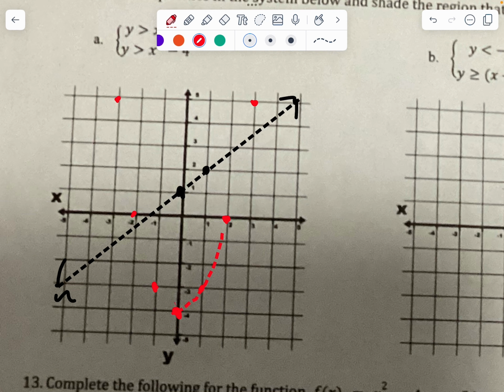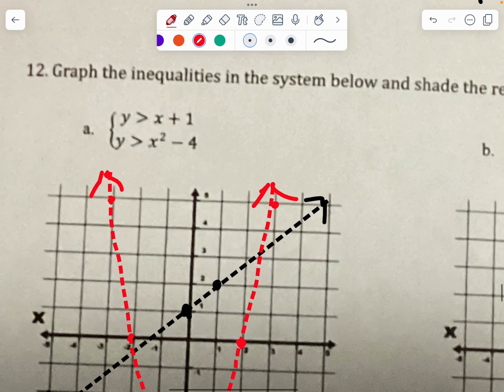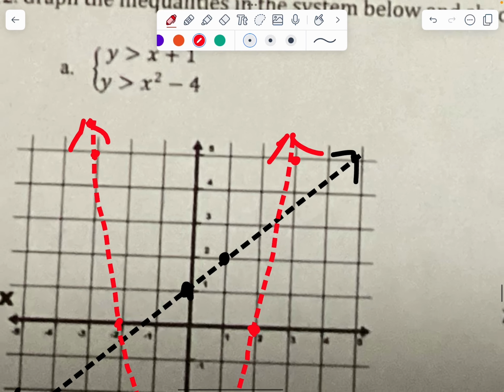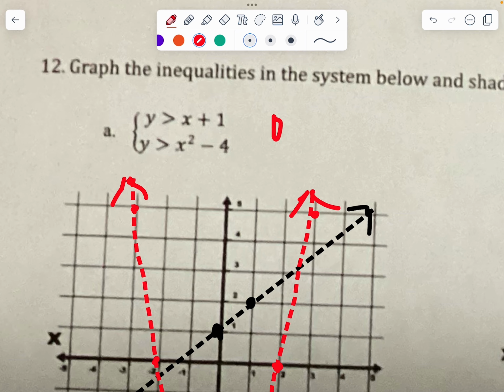Alright, and now this one's also not equal to, just less than, or greater than, whatever. So it's going to have the dashed again. I'll draw the arrows. And now we have to figure out where to shade it in. So we're going to pick a point. We'll pick 0, 0. And 0 is greater than 1. That's false. So I know 0, 0 doesn't work.